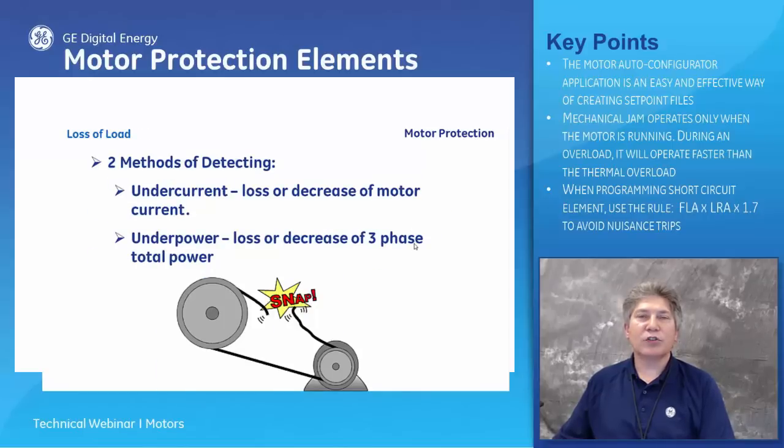Loss of load. There are two methods of detecting loss of load. The first one is undercurrent, if there is a loss or a decrease of motor current. And the second one is underpower, if there is a loss or a decrease of three-phase total power. This is used in situations such as loss of pressure in a pumping application, or a belt breaking on a conveyor.